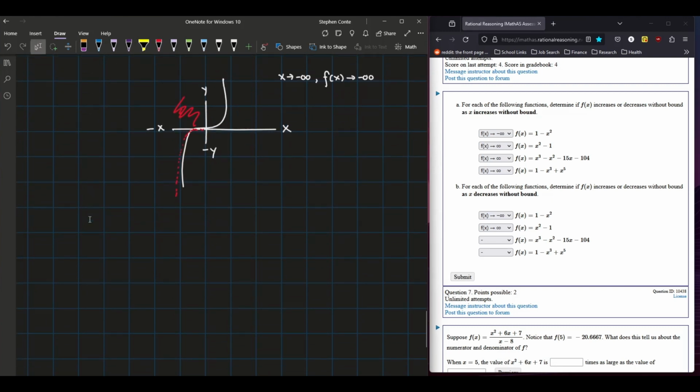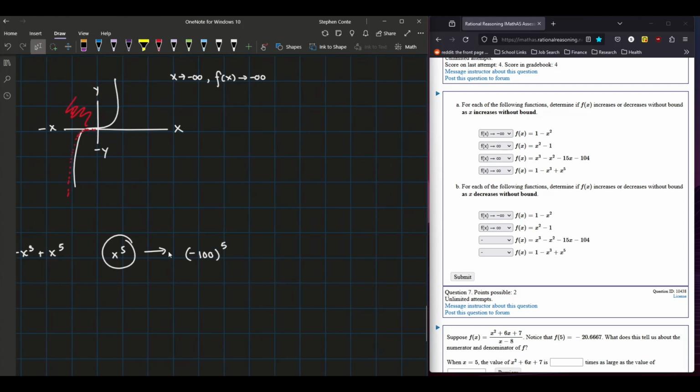Okay, and then for d, again, we're just looking at the leading term, but I'll write out the whole function just for the sake of being thorough. X to the fifth is the leading term, so that's what we're focusing on again. We'll input a large negative number.